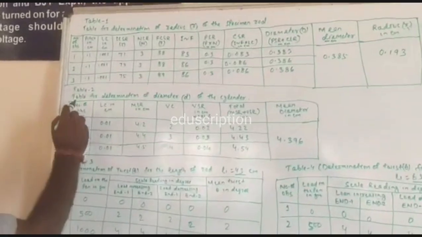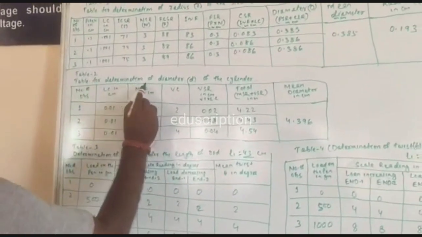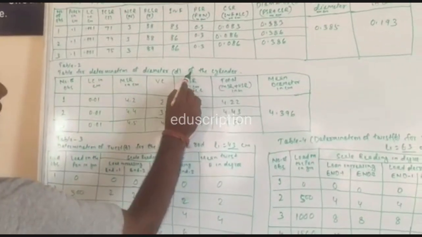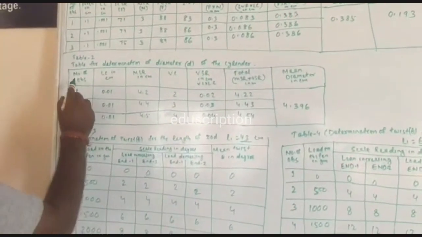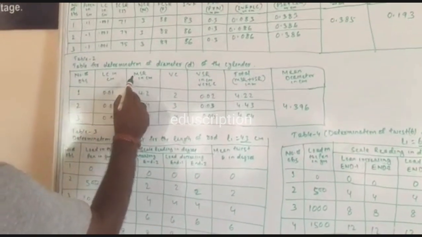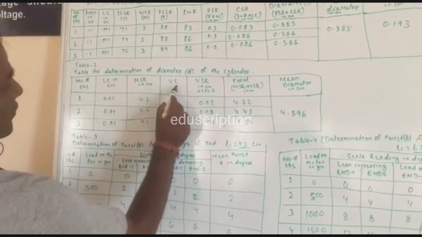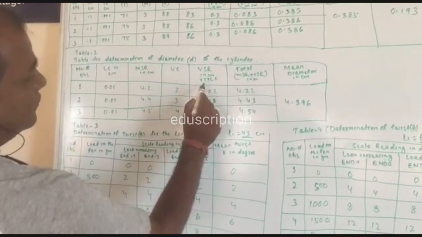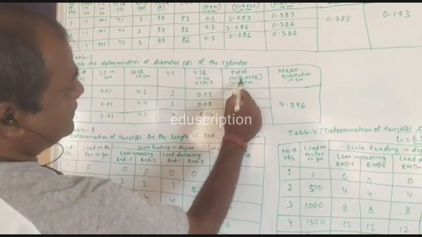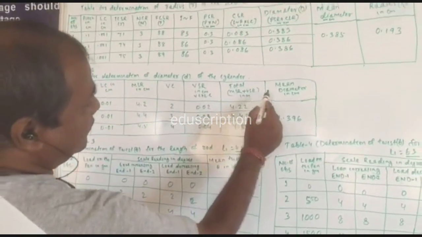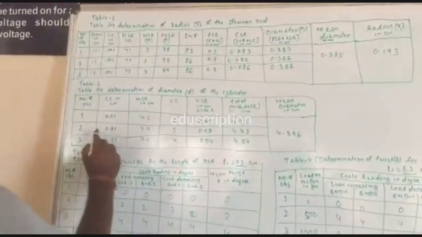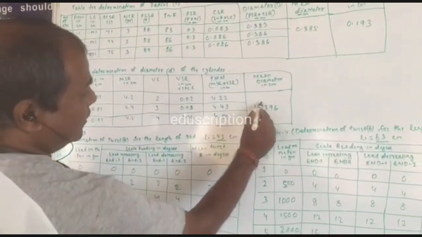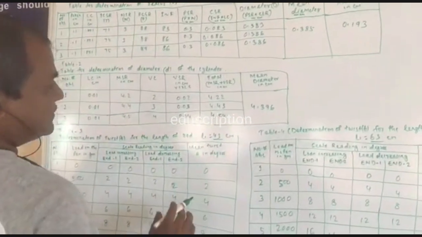And see here table 2, that is table for determination of diameter D of the cylinder. That is number of observation, least count in centimeter, main scale reading in centimeter, vernier coincidence, vernier scale reading, that is VC into least count in centimeter, then total is your main scale reading plus vernier scale reading in centimeter, then mean diameter. And these are the data we have found from the experiment. That means your mean diameter is 4.396 centimeter.